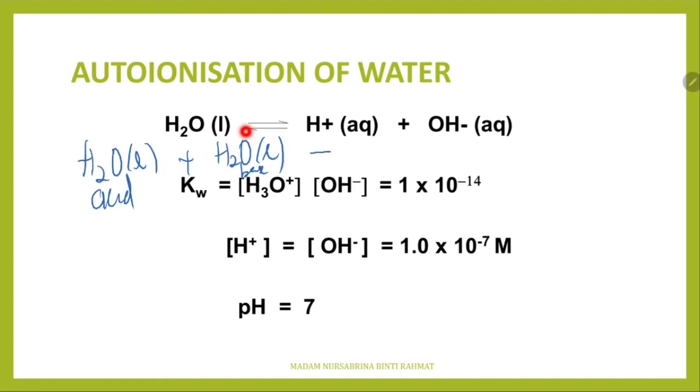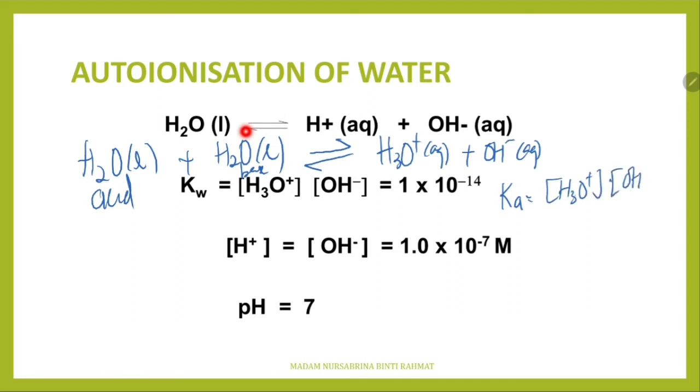Okay, then it will partially dissociate, forming H3O+ plus OH-. So the Ka expression for this one is the H3O+ concentration times the OH- concentration. We don't name this one Ka, it's Kw, because it's specifically for water. Kw is a constant whose value depends on temperature. So different temperatures have different K values.